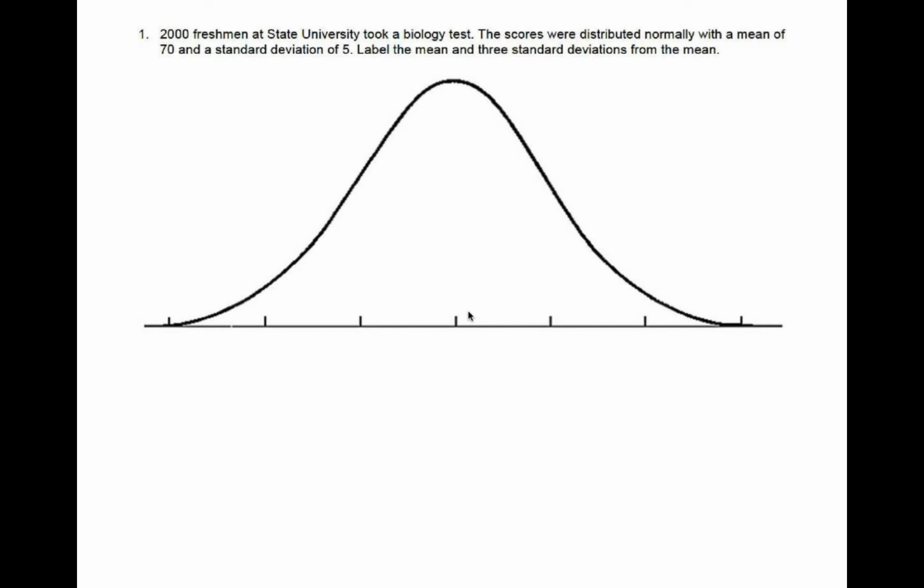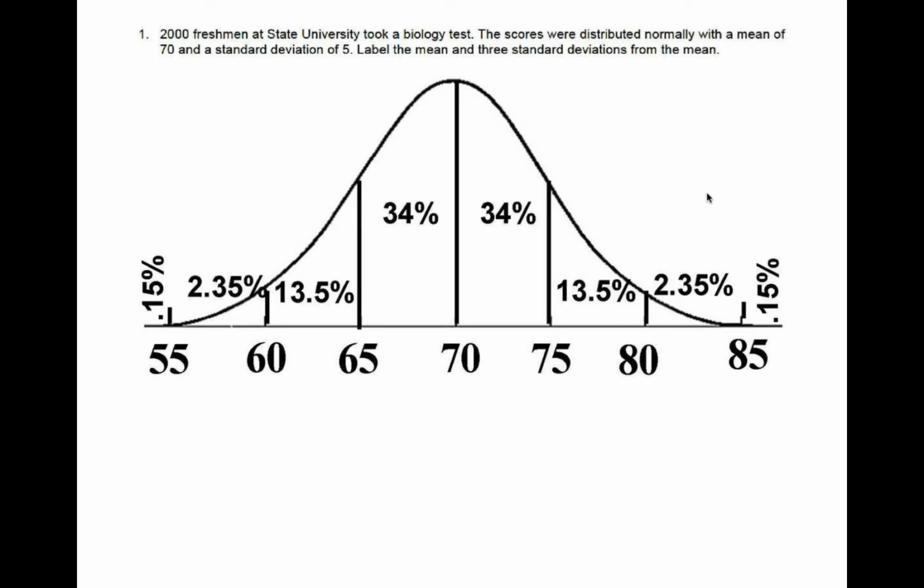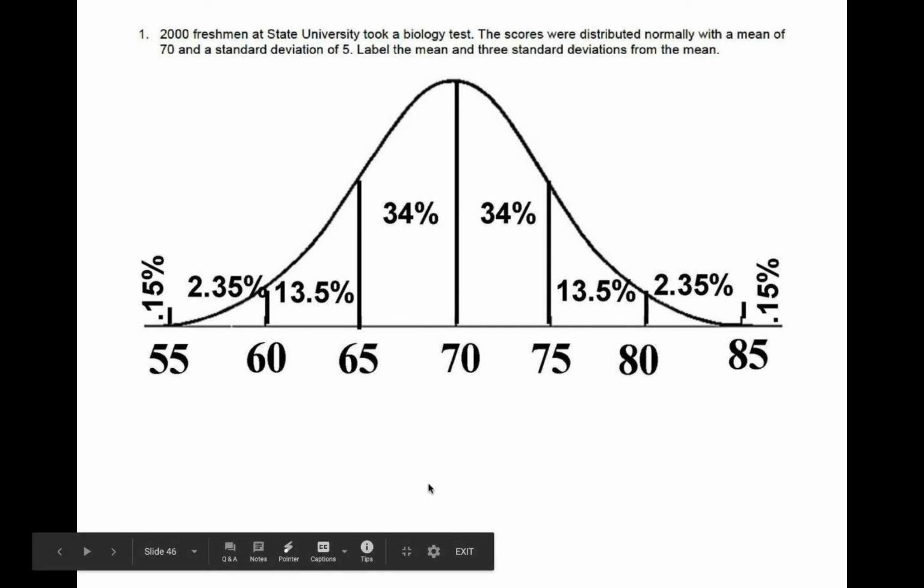So number 1 says 2,000 freshmen at State University took a biology test. The scores were distributed normally with a mean of 70 and a standard deviation of 5. Label the mean and 3 standard deviations from the mean. So the mean is 70 and my standard deviation is 5. So I'm going to add 5, add 5, add 5. And then from the mean, I'm going to subtract 5, subtract 5, subtract 5. And then I can put my percents in order to answer the rest of the questions. So again, this is still going to be 34%, 13.5%, 2.35%, and 0.15%.